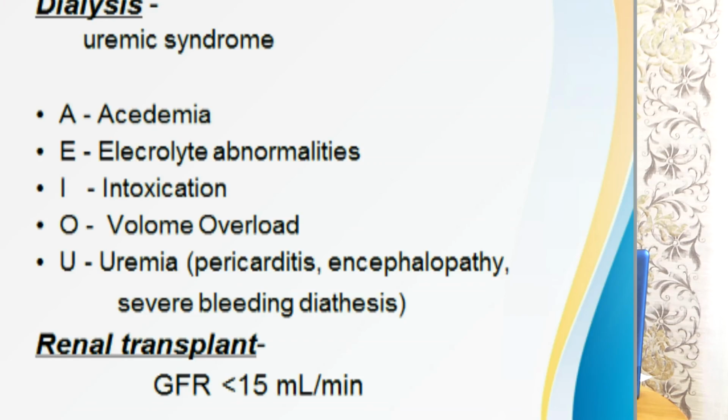Then when there is uremic syndrome, we go for dialysis. For dialysis, we have a mnemonic, AEIOU. A stands for acidemia, E for electrolyte abnormality, especially hyperkalemia with ECG changes, that is hyperacute T waves. Then I for intoxication, O for volume overload, U for uremia: pericarditis, encephalopathy, severe bleeding, as in case of severe uremia. Dialysis we usually do in the fourth or fifth stage, but mainly we refer to these symptoms.